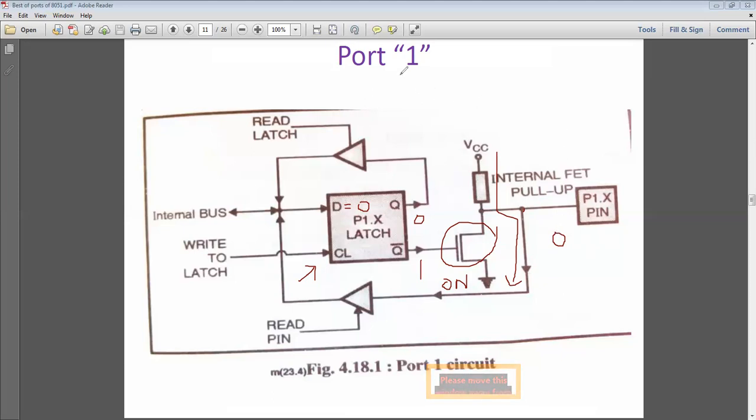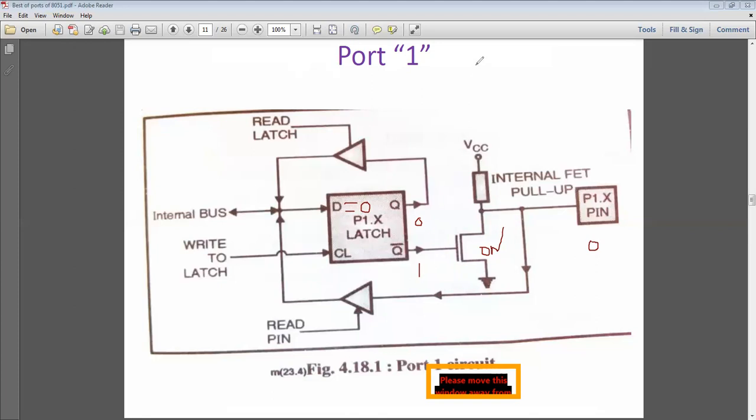So this is a prerequisite arrangement for outputting information from the microcontroller port. Now in the next clock pulses, we can either send 1 or send 0. Suppose we want to send a 0 here. So D will be equal to 0, so Q will be equal to 0, and Q bar will be equal to 1. This FET is going to be on and a 0 will be available at the output.